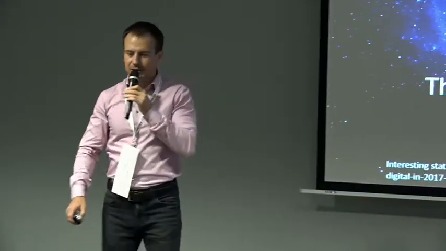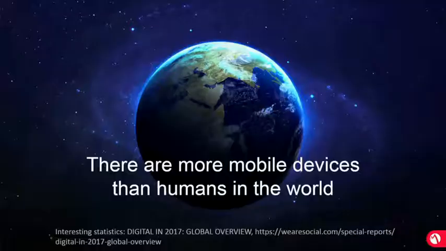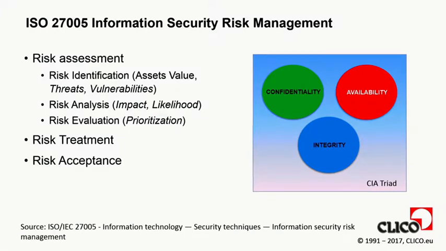Okay, some interesting statistics, if you are interested in how popular mobile devices are, you can find in this report, Digital in 2017. What's interesting for me is that at the moment we have more mobile devices in the world than human beings. So it is a very important element in our security ecosystem, because these devices very often are used in the organization's business processes and so on. So, coming back to risk management.